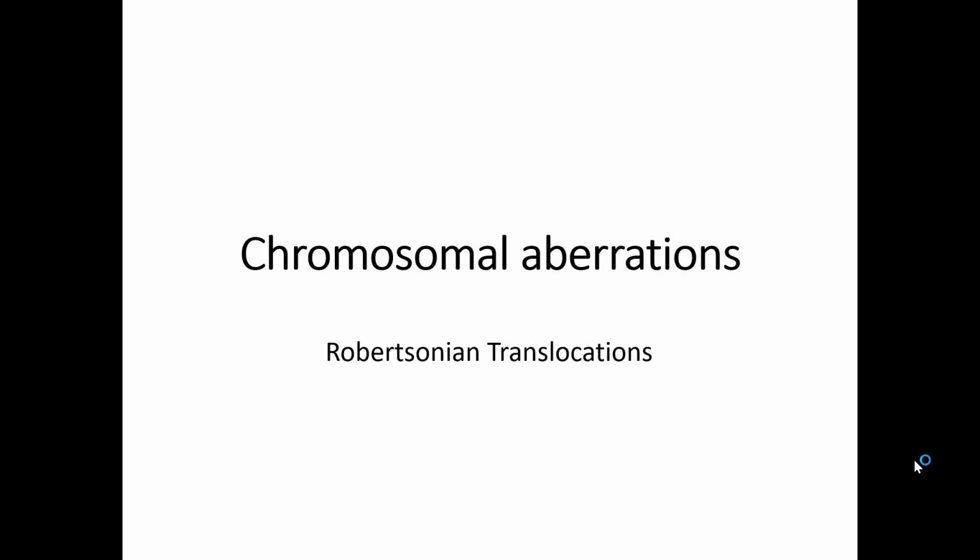Next topic we're going to go over is chromosomal aberrations. So remember, a chromosomal aberration is a variation in the chromosomal structure or number. Some examples of chromosomal aberrations are deletion, duplication, inversion, and translocation. And there are two major types of translocation: reciprocal translocation and Robertsonian translocation. Today we're going to specifically look at Robertsonian translocations.